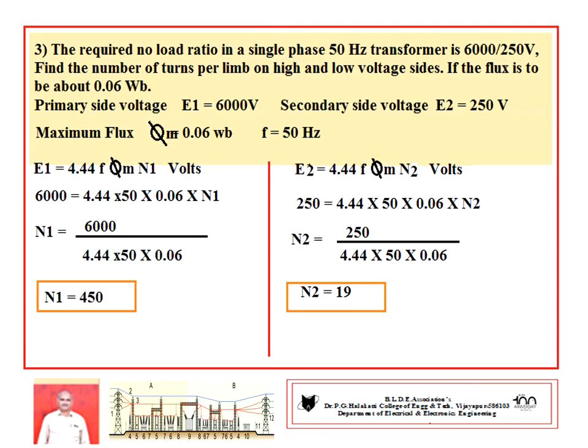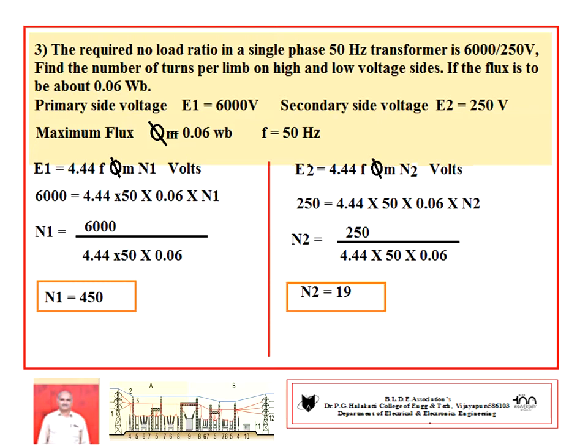So one more problem. The required no load ratio in a single phase 50 Hz transformer is 6000 by 250 volts. Find the number of turns per limb on high voltage and low voltage sides if the flux value is given as 0.06 Webers. You write down the given data. E1 is given 6000, secondary voltage E2 is given 250 volts, flux directly given 0.06 Webers, F is 50 Hz.